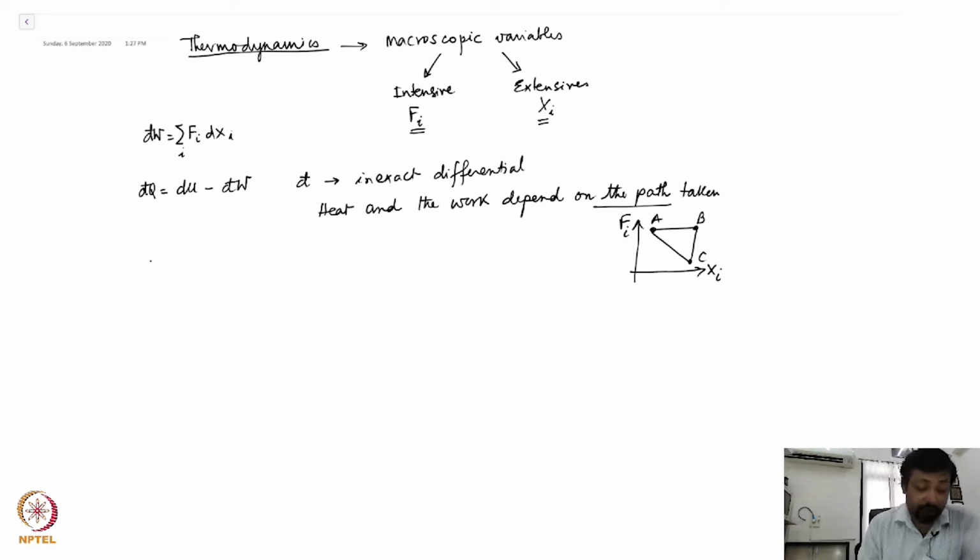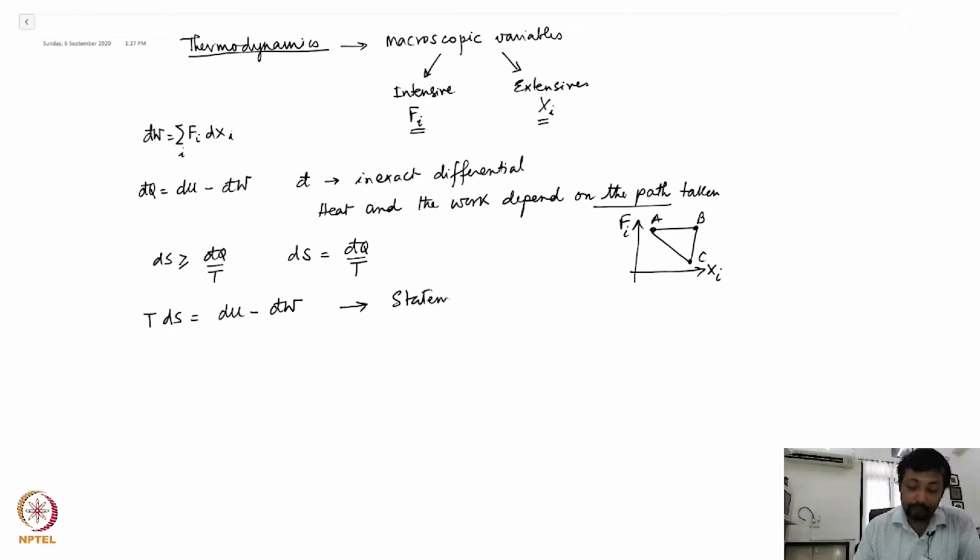Then enters the second law, which tells you that dS must be greater than or equal to đQ by T for any process. If it is a reversible process, then I know that the equality holds and I can write đQ by T as dS, which modifies the first law as TdS is equal to dU minus đW. And this is the statement of the second law.